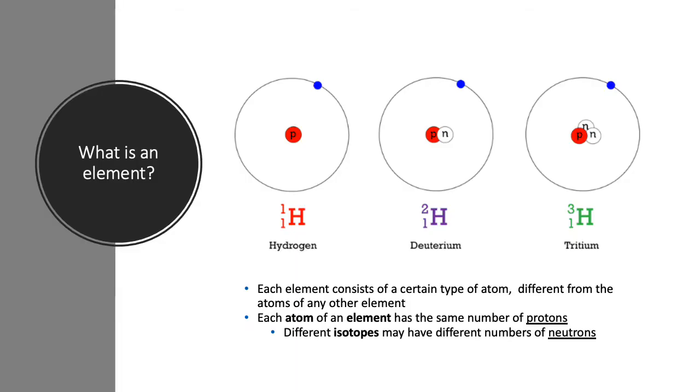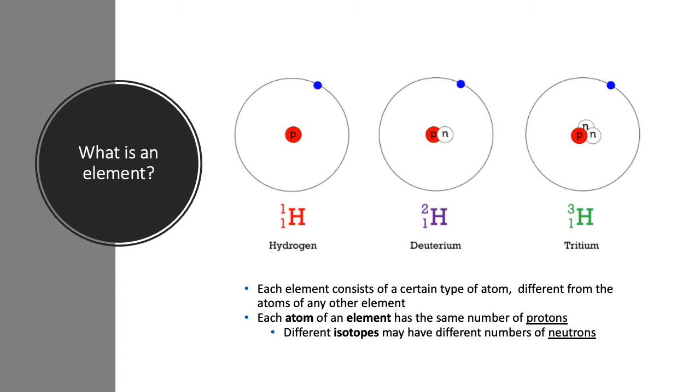Okay, so we talked about what an atom is. An atom has a nucleus that contains protons and neutrons, and it has electrons that are bouncing around outside of the nucleus. So what is an element? An element is an atom that has a certain number of protons. Basically, all atoms of an element have the same number of protons.